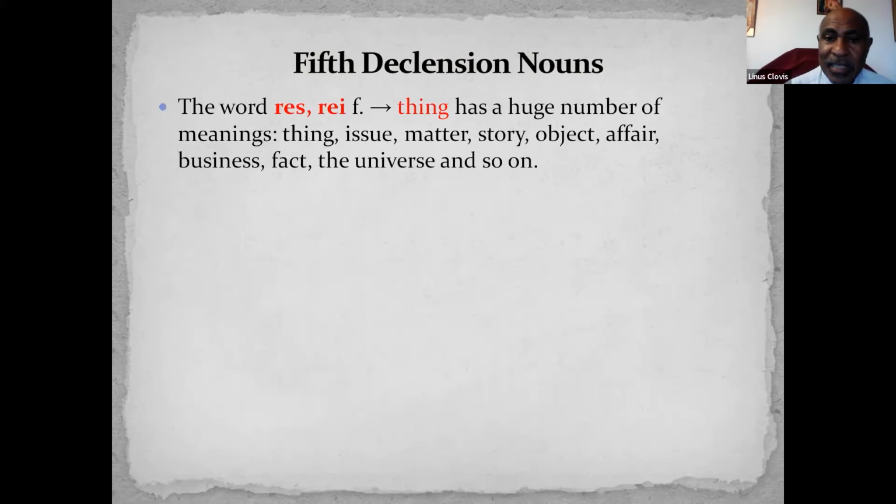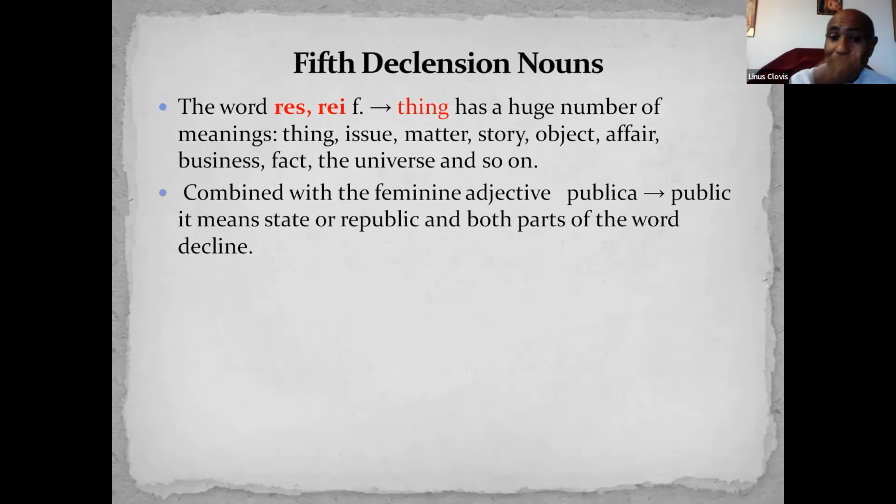Okay, as I said, the word res rei is feminine, or the nouns in the fifth declension are mostly feminine. It means thing, and it has a huge number of meanings. Thing, issue, matter, story, object, affair, business, fact, the universe, and so on and so on. But you shouldn't be surprised, because don't we use the word thing to mean a lot of things, you know? What's that thing going on there between them, you know, and so on. So we shouldn't be surprised that Latin has its own thing word.